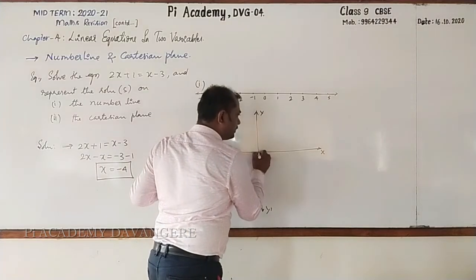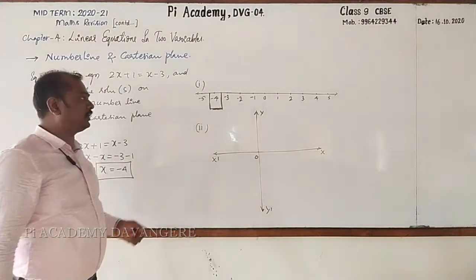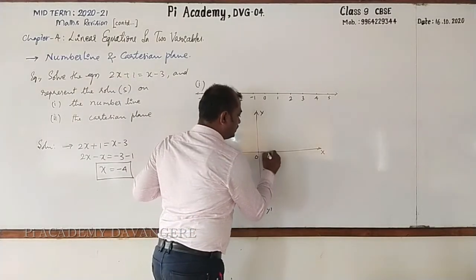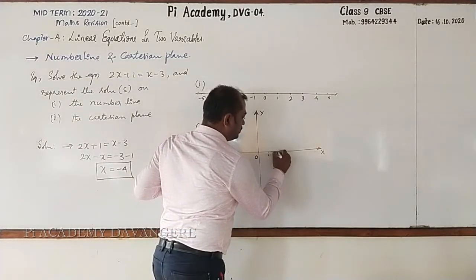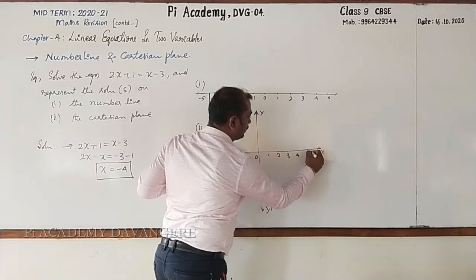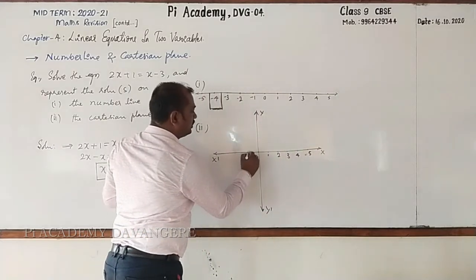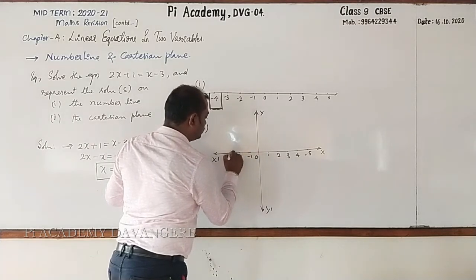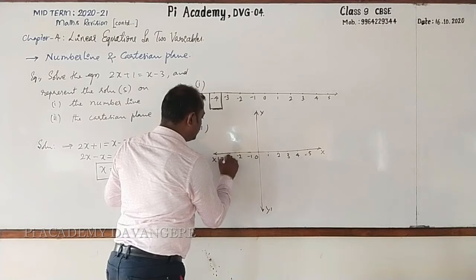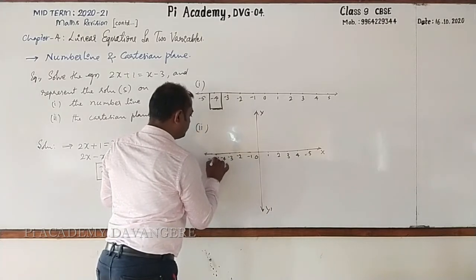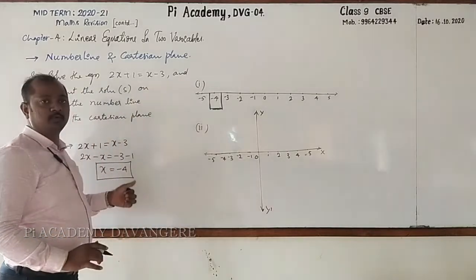Both will intersect at a point at right angle, which is origin. And we also know that right side of 0 are positive. Here I write 1, 2, 3, 4, 5. Left side of 0 are negative. It is minus 1, minus 2, minus 3, minus 4, minus 5. Because here minus 4 is given.